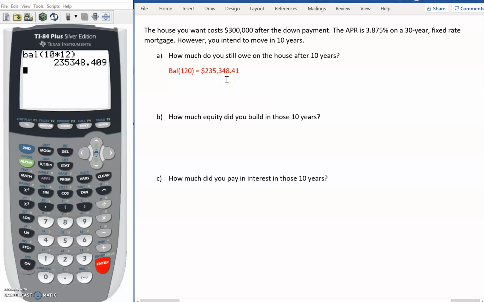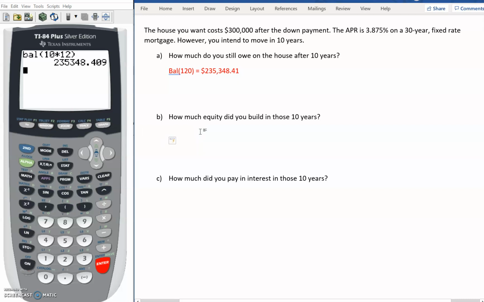Now, that doesn't mean that we've only paid about $65,000. We've actually paid more than that. The total money that we've paid has gone into equity and interest. Equity is money we've actually paid down toward the house. So there's a couple ways to figure this out as well.